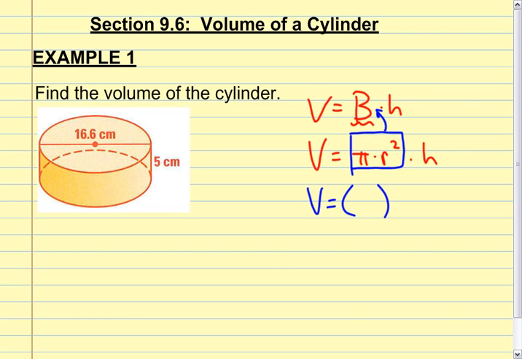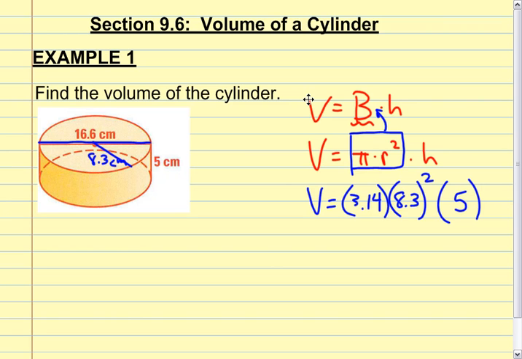What should I put in place of pi? 3.14. Okay. What should I put in place of r? 8.3, because the dimension they gave us was the diameter, and we don't want the diameter, we just want the radius. So Elise halved the diameter, and that gave us 8.3 centimeters. Good. Now, what should I put in place of the height? The height is 5 centimeters.